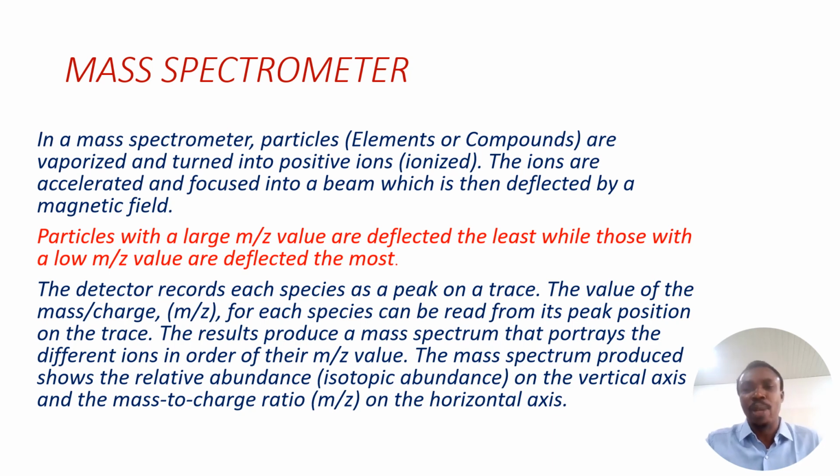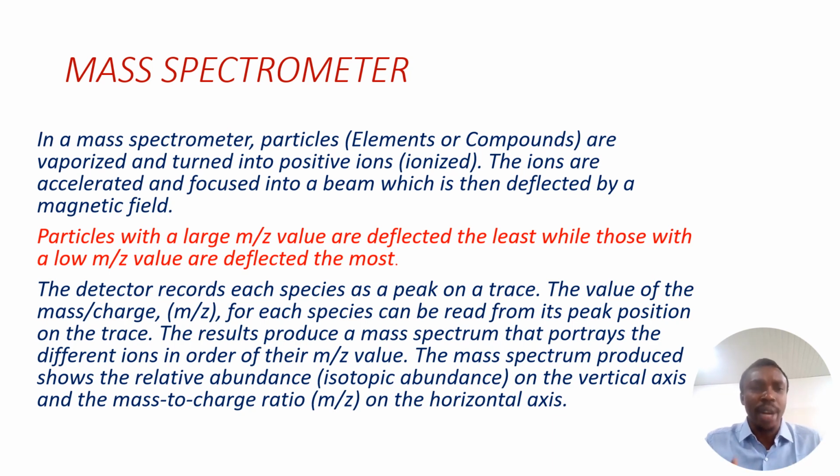So when they get to the magnetic field, the magnetic chamber, they are deflected. And the deflection is based on their mass to charge ratio, otherwise known as the atomic mass. So particles with a large mass to charge ratio or atomic mass value are deflected the least, while those with a low atomic mass or mass to charge value are deflected the most. After which it gets to the detector.